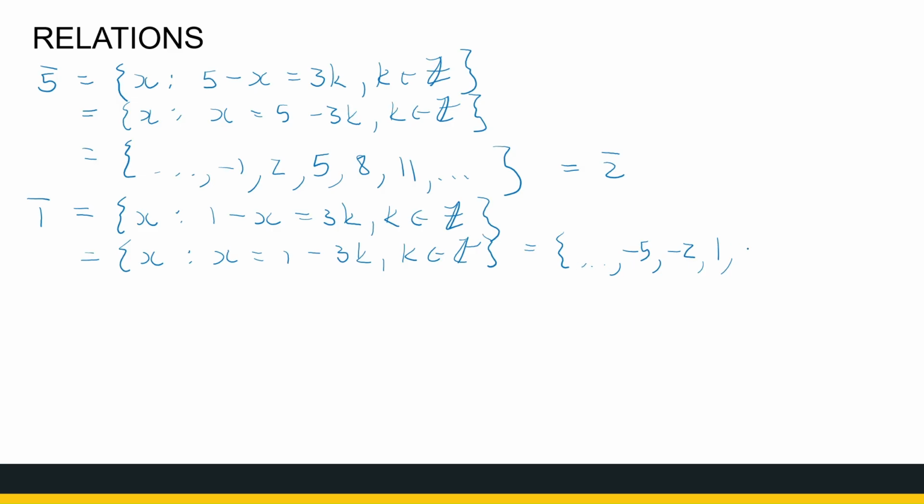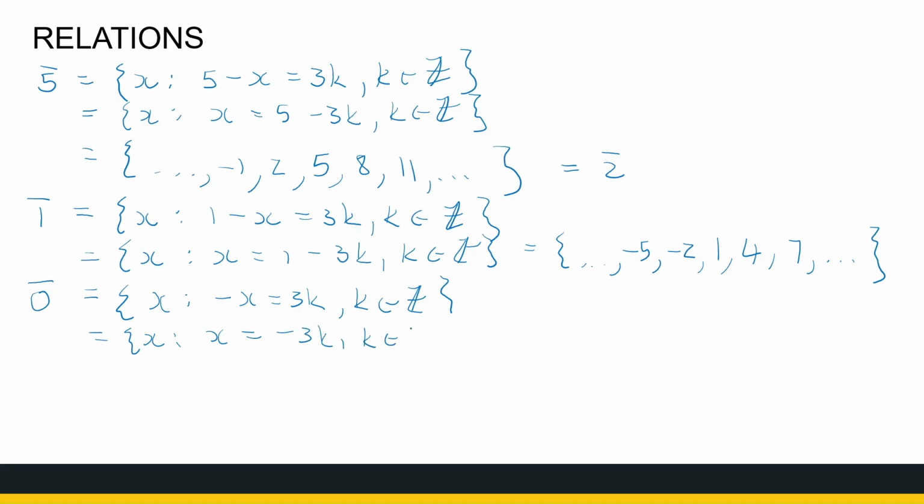If K is minus 1, I've got 4. If K is minus 2, I have 1 plus 6, which is 7. So it keeps getting less by 3 and more by 3, but it's not the same as the previous one. All right, what about the equivalence class of 0? So all the X's given 0 minus X is equal to 3K, where K is an integer. So that's just all the X's equal to minus 3 times K, where K is an integer. So what will those look like?